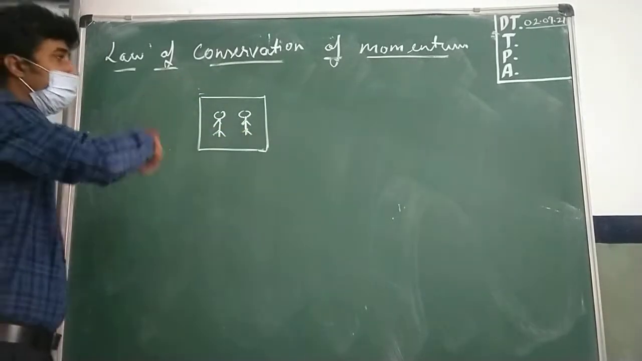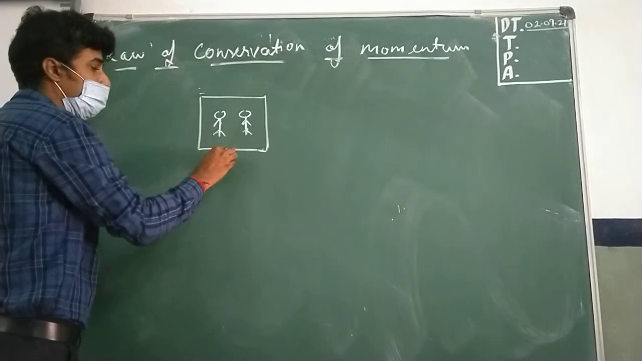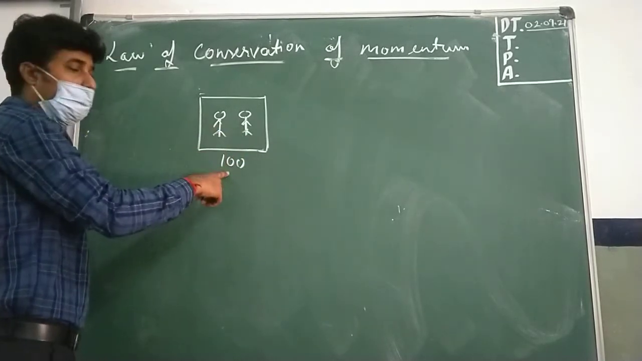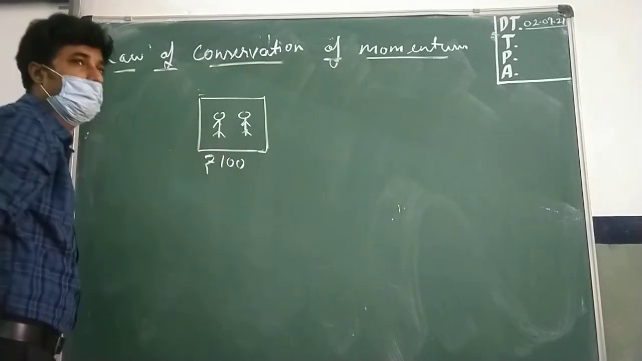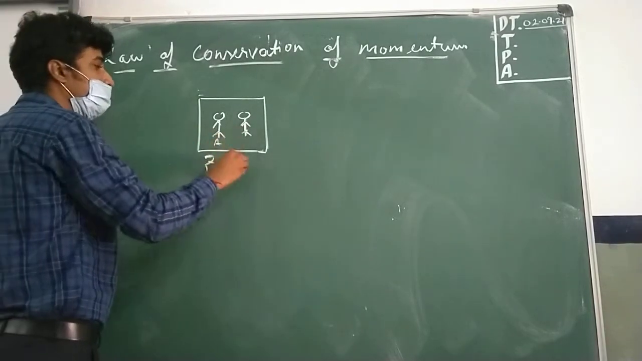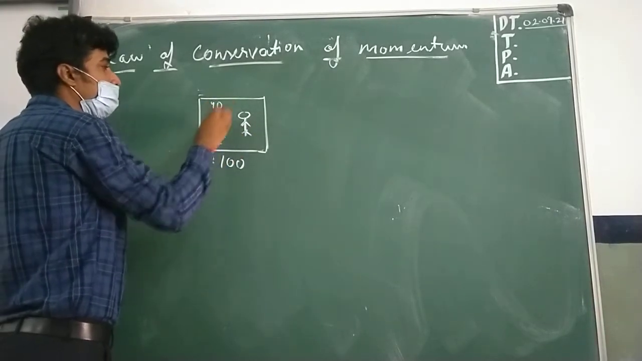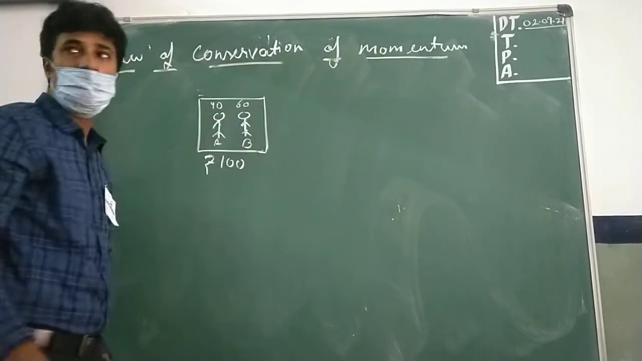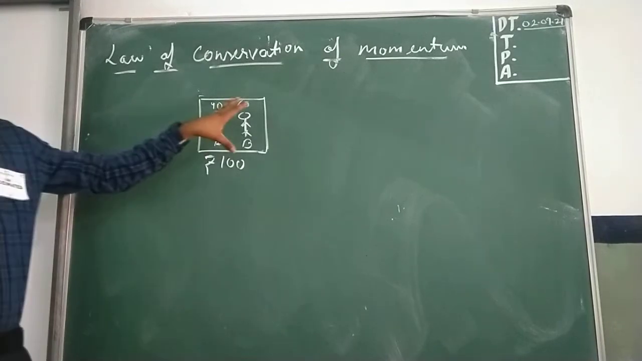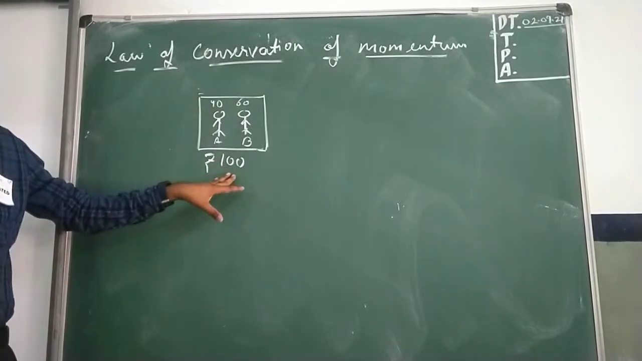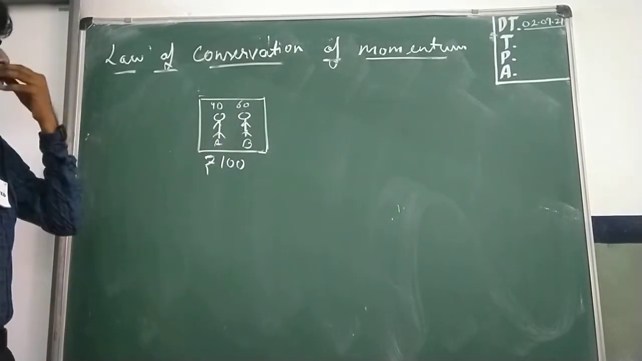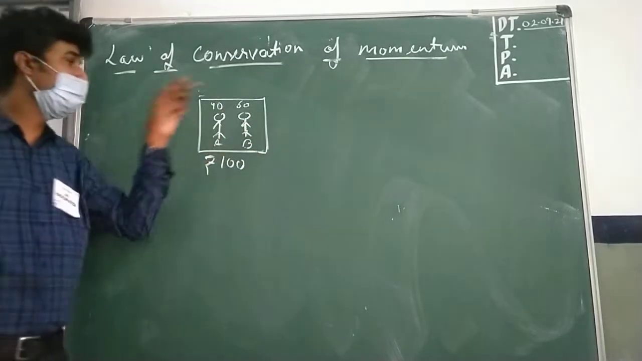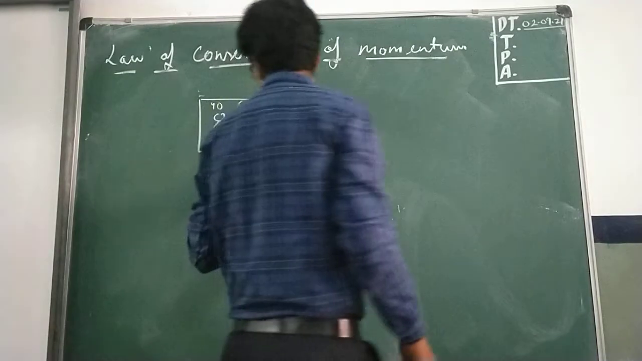In the complete house, let the total amount be 100 rupees. Suppose Mr. A has 40 rupees and Mr. B has 60 rupees. Yes or no? Inside the system, how much is there? 100 rupees. One of them has 40 and the other person B has how much money? 60.